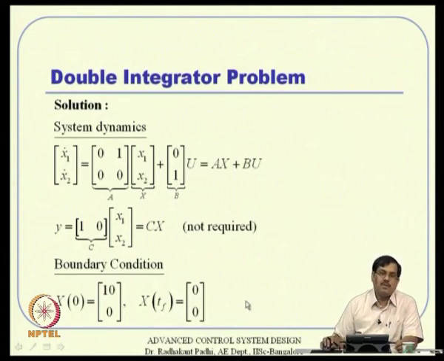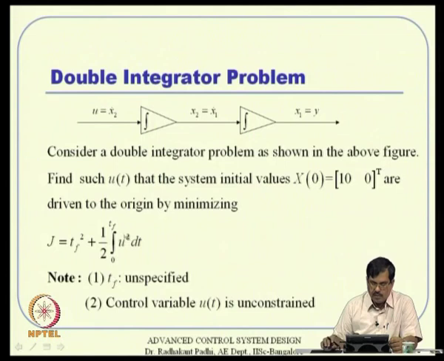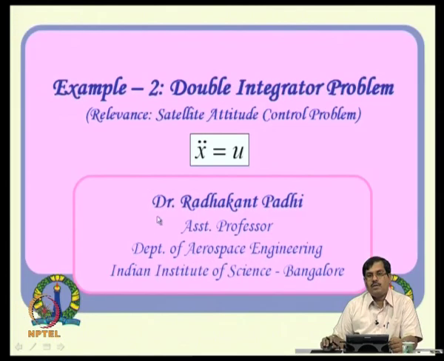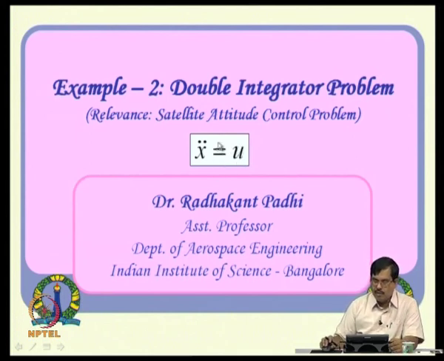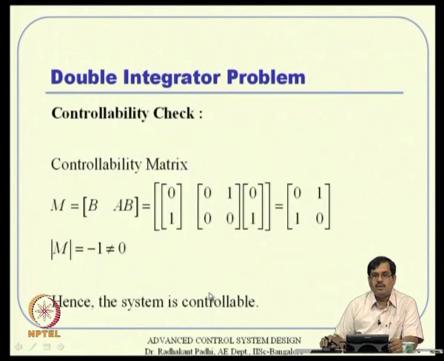So it is like something called rest-to-rest maneuver in the satellite attitude control problem. Initially it was rest, and the final state that you want is also rest, but at a different angular position. That is the problem we are talking about here, in a linearized setting. Remember, when you talk about the nonlinear system dynamics for the satellite attitude, it will have an additional component. Anyway, this is the problem formulation, this is A, B, C, and these are the boundary conditions that we have.